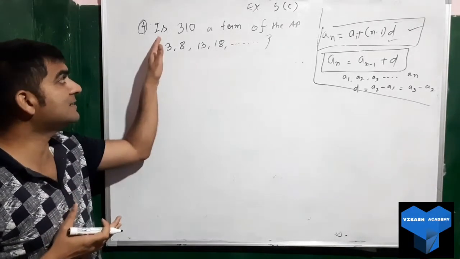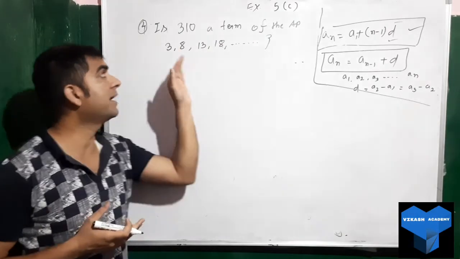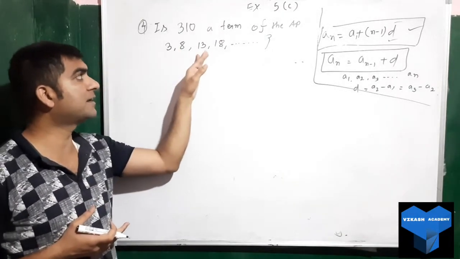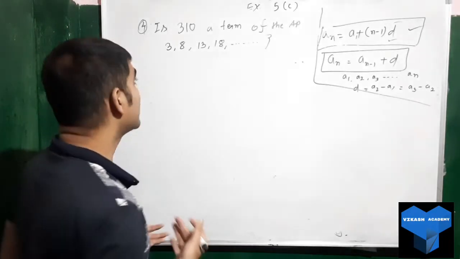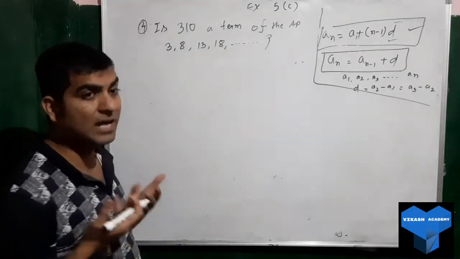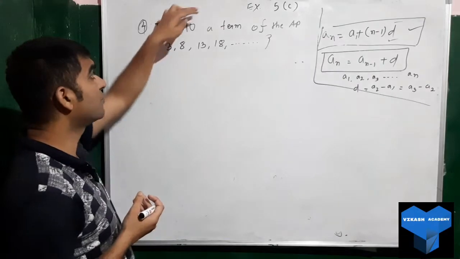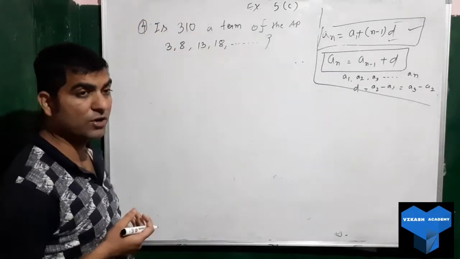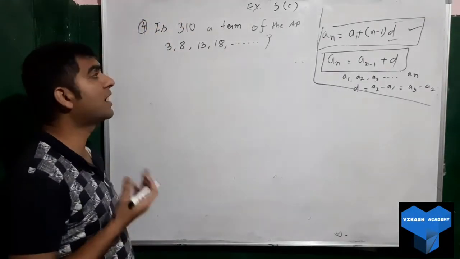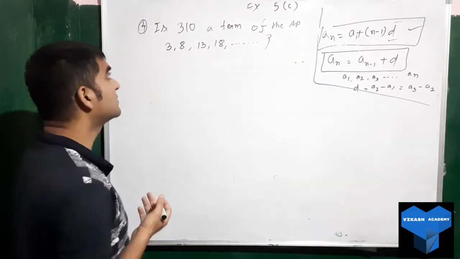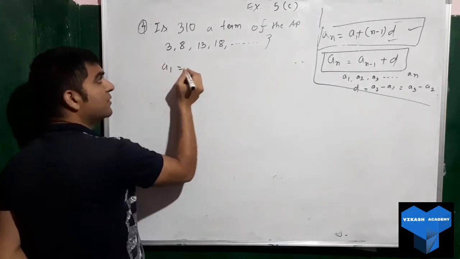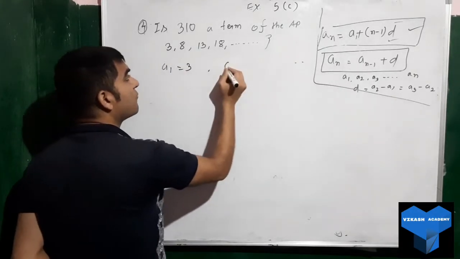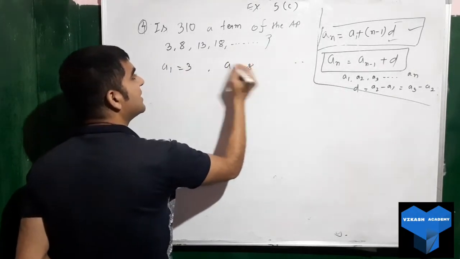Question number 4 is: is 310 a term of the AP 3, 8, 13, 18? We have 3, 8, 13 and 18. So we have to show whether this one belongs in this AP or not. So it means we have to find the value of n. What we will do here, we will first find A1, the first term, we have 3. Then A2 we have 8, A3 you can write, and so on.